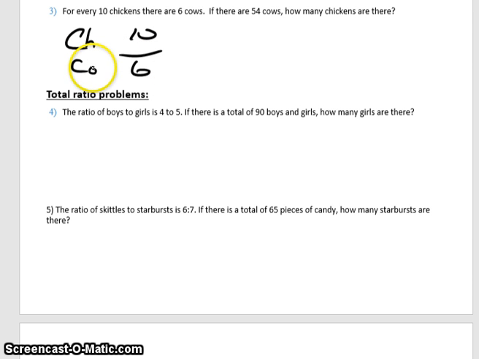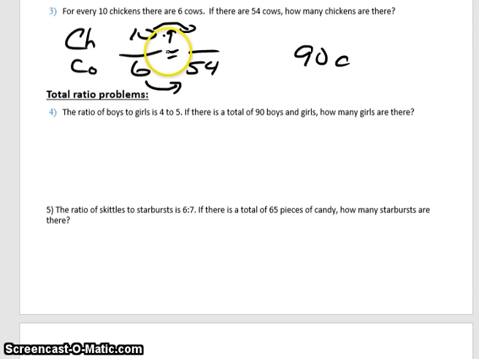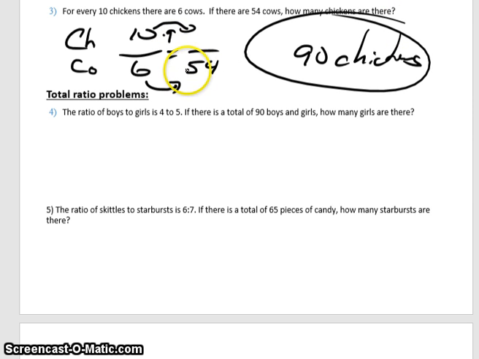Now they've told me there are 54 cows. So where's the 54 going to go? It's going to go down with the cows. Start with the two numbers across from each other. 6 times what is 54? Well, it's 9. So 10 times 9 is 90. So we've got 90 chickens running around. Those are just straight up setup ones.